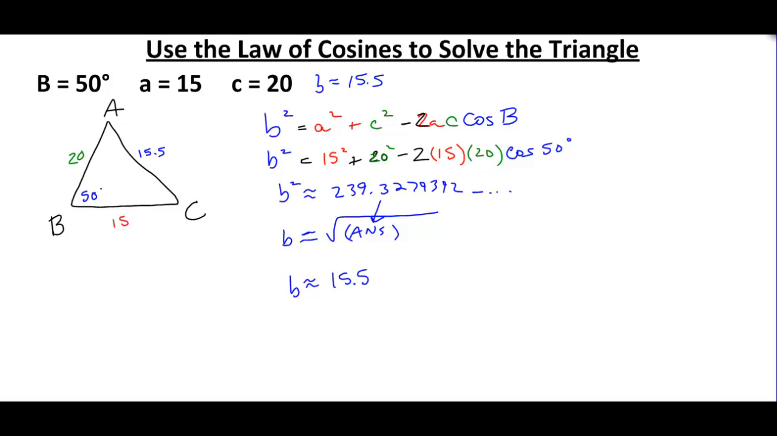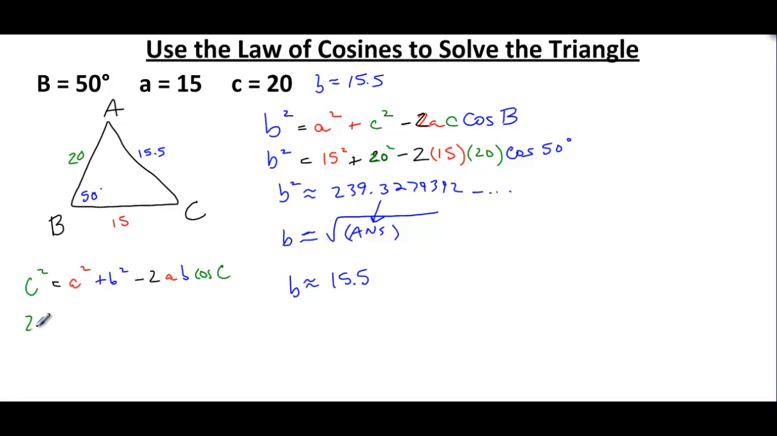If I want to solve for angle C, that means I have to start with c squared. So I'm going to write that formula out here so you can see it. C squared is going to equal a squared plus b squared minus 2 times a times b times the cosine of C. And then we're just going to fill in what we know.